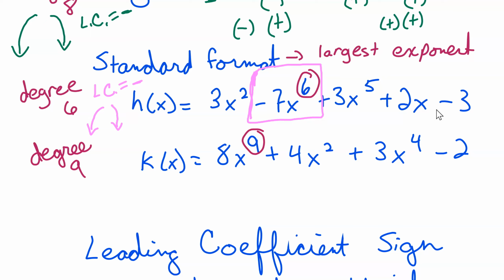Now here, my leading coefficient is going to be this 8. So my leading coefficient is positive, which means I'm going to be going up on the right. My degree is odd, so I'll be going down on the left. So you're looking at the sign of the leading coefficient determines your right side of your graph. Then the degree, whether it's even or odd, is going to determine your left side of your graph.